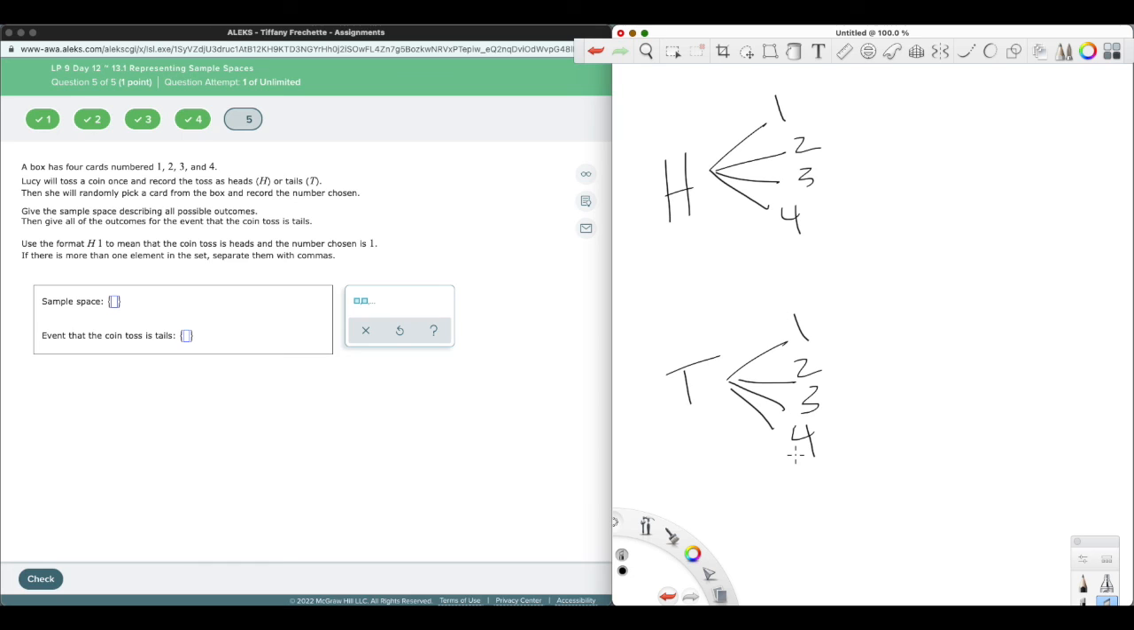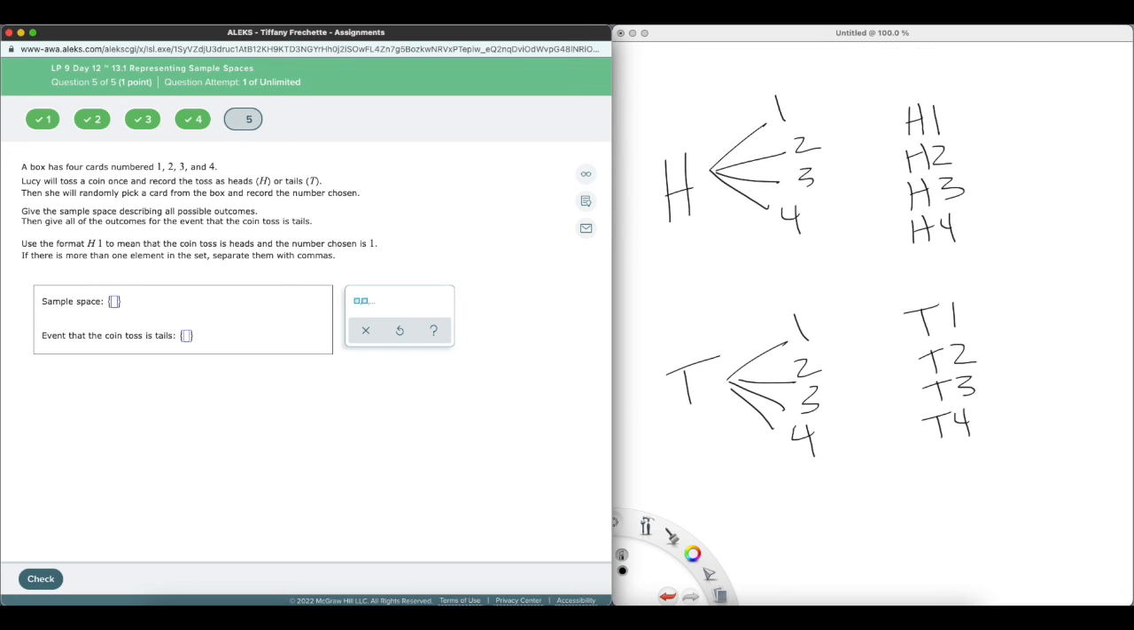So with this one, the way we would write these outcomes is we write it as H1, H2, H3, H4. So I landed on heads and I picked a 1. I landed on heads and I picked a 2. So this one, it's the same thing. It'd be tails 1, tails 2, tails 3, or tails 4. These are all my possible outcomes. That's the way they want us to write it. And they even show us that here. Use the format H1. So these are my sample spaces. So I have H1, H2, H3, H4.